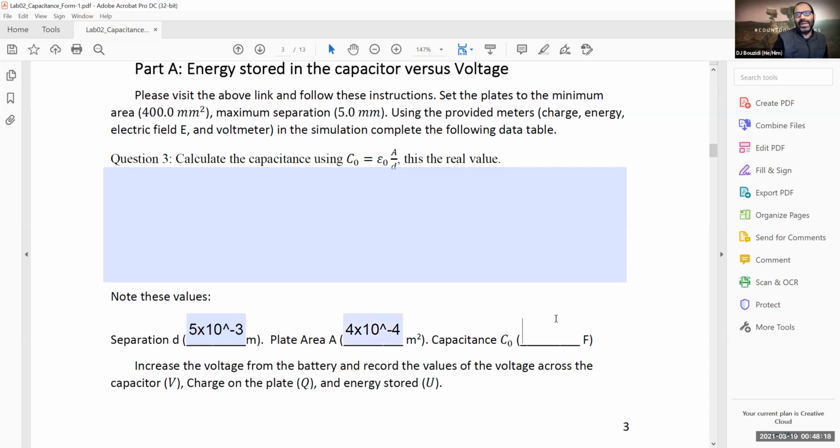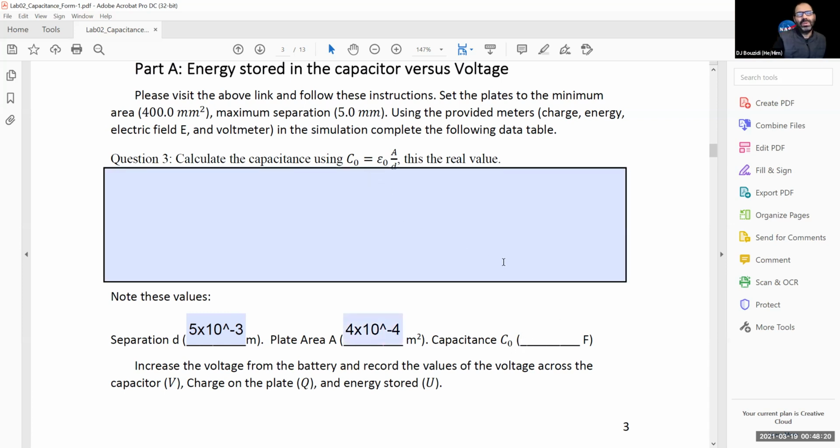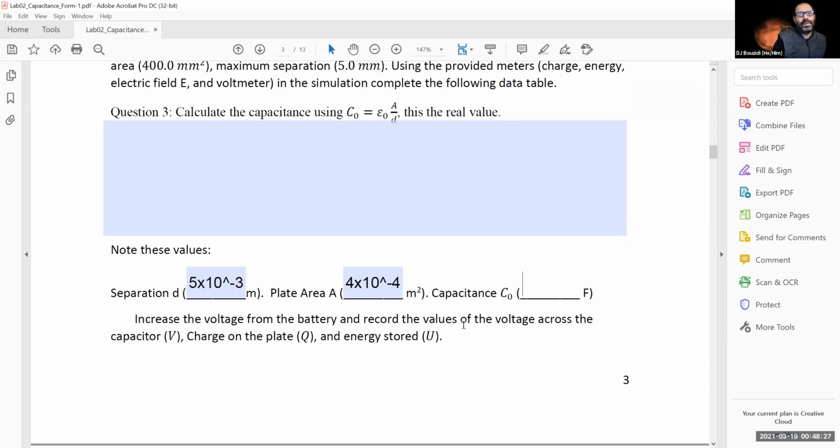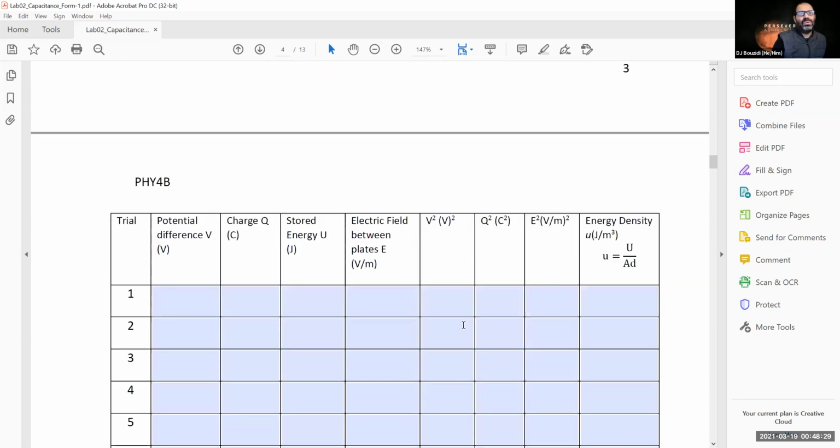And C naught is whatever you end up with, okay? Something times 10 to the -12 something, or 10 to the -13 something, okay? So that's going to be the number that you're going to be reporting in here. Then you come to this table.